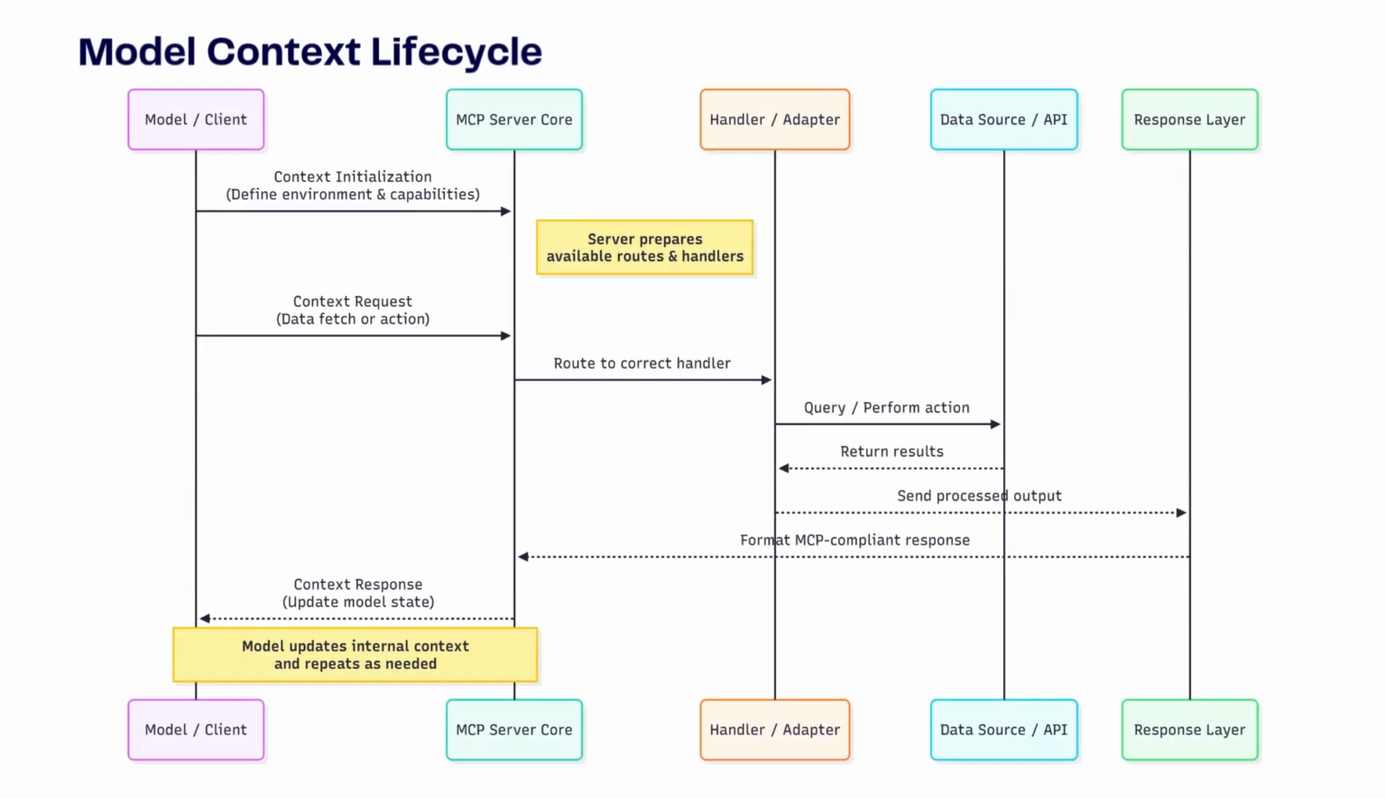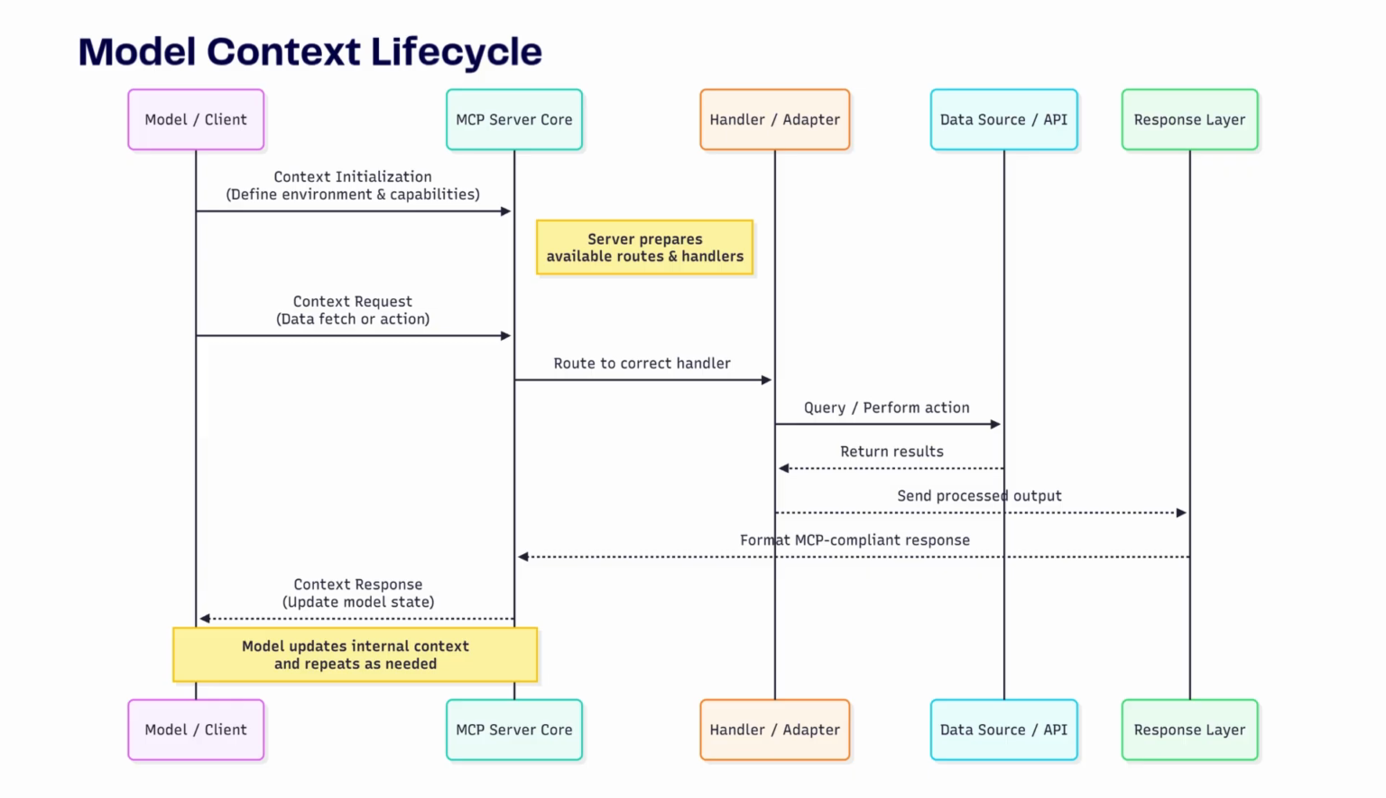Now let's talk about the Model Context Lifecycle. It defines how the model, the MCP server, and the surrounding environment interact from start to finish. Let's walk through the three main phases step by step. It all starts with context initialization. This is where the model sets up the environment it wants to work in. During this stage, the model defines the context, which might include specifying which MCP server to connect to, what capabilities it needs, and what type of requests it plans to make.